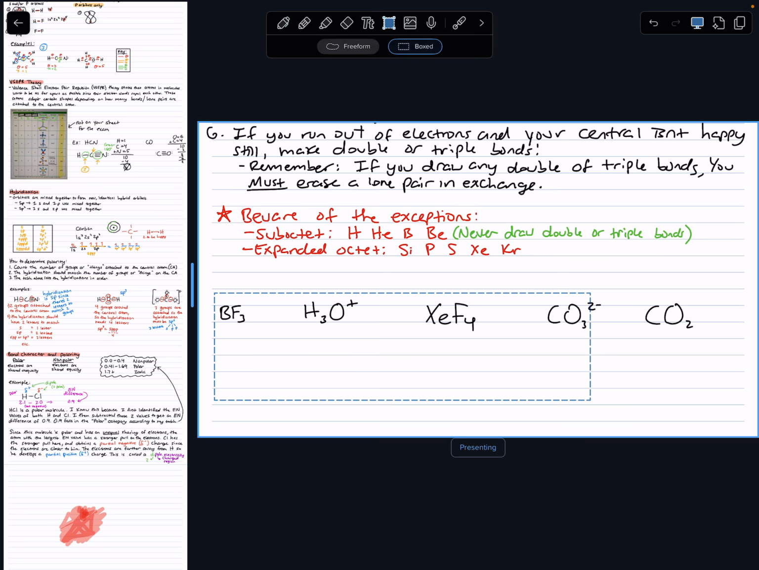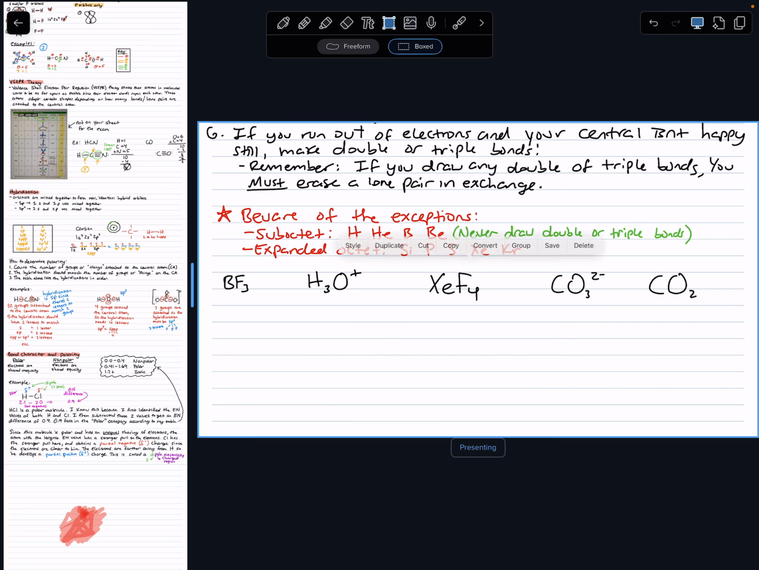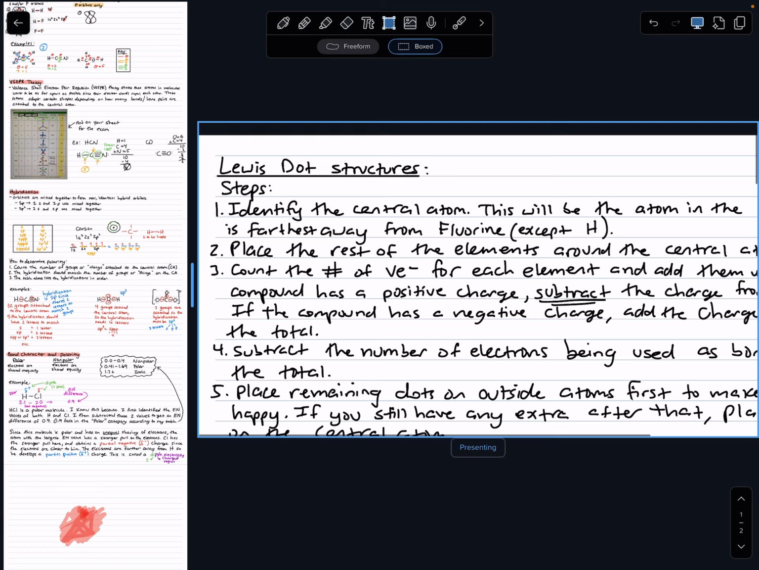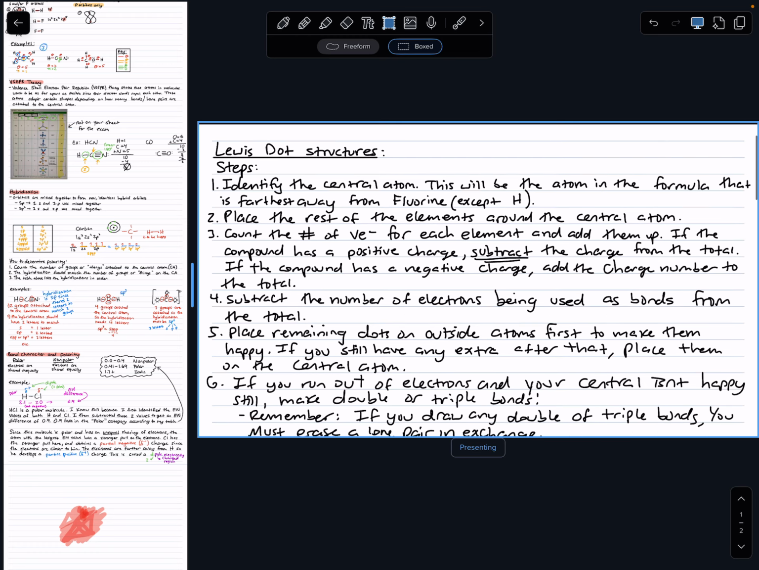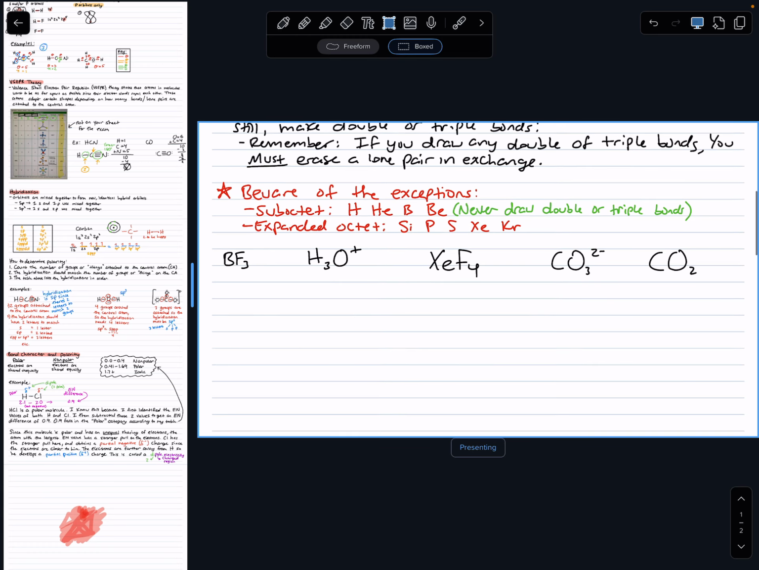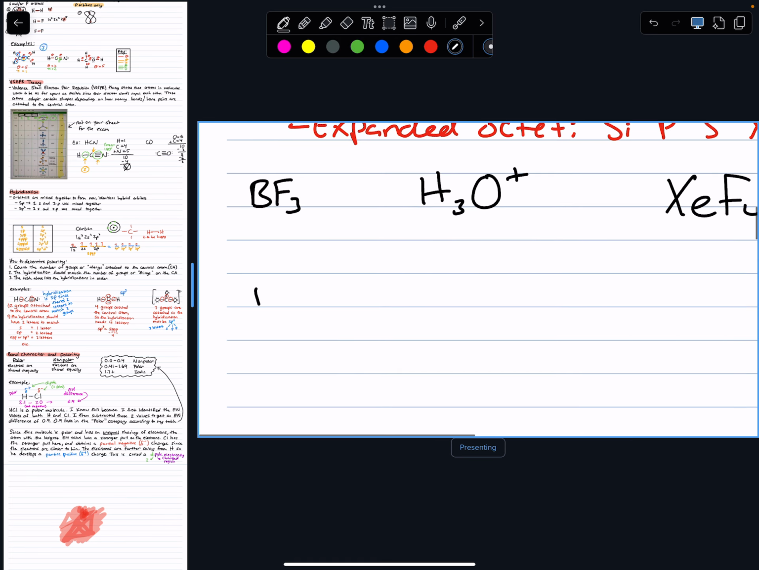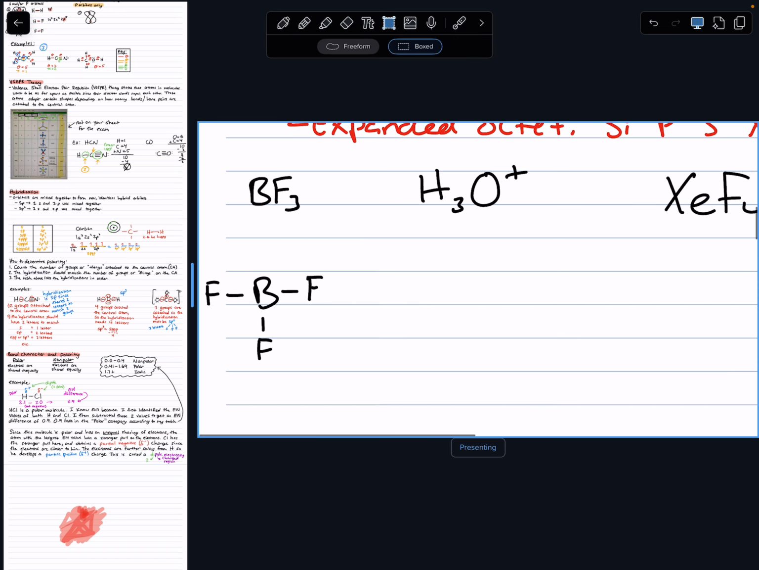Okay, so let's start off with the first guy, BF3. So the first step over here is what? Identify the central atom, and you guys know already it's who? Boron. That's step 1. Boron is my central atom. Step 2, place all 3 of the fluorines around boron. Do you agree? Beautiful.